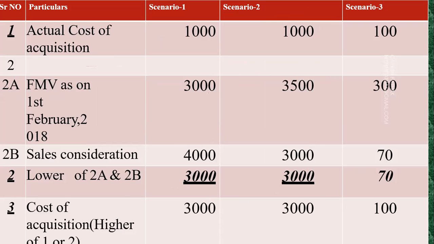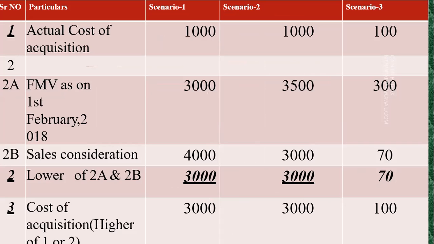Suppose in the second scenario, the cost of acquisition is 1000, the lower is 3000, so the cost of acquisition is 3000, and 1000 would be taxable. Now in the other case, the cost of acquisition is 1000, fair market value 3500, still considered 3000, so there won't be any capital gain in this case. In scenario number 1, I have to pay tax on 1000.